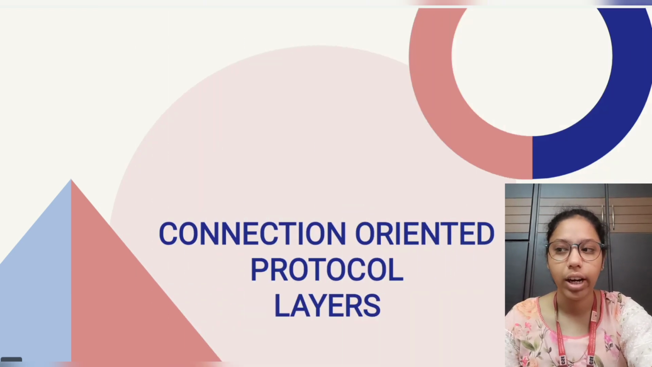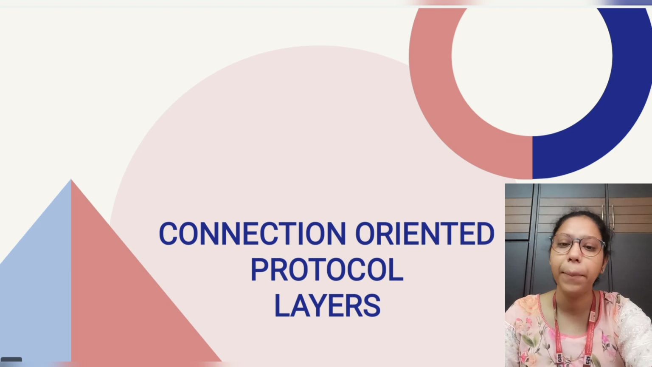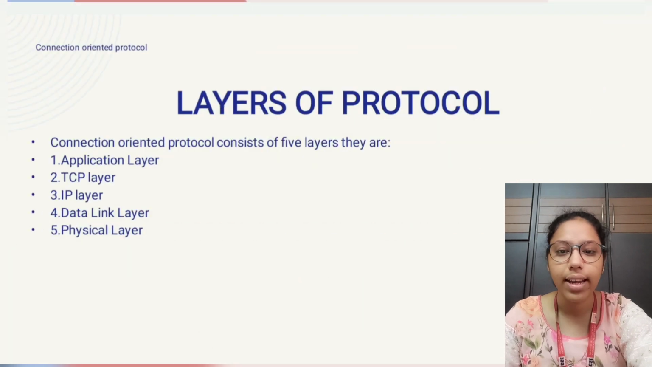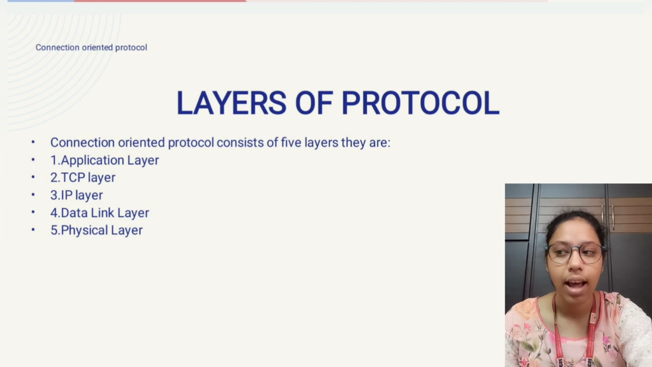In the connection oriented protocol, to connect the data from one computer to another computer, there are many layers. So let us discuss those layers one by one and see how there is a connection from one computer to another computer. There are mainly 5 layers in connection oriented protocol. The first one is application layer, the next one is TCP layer, third is IP layer, fourth is data link layer and fifth is physical layer. Let us discuss these layers one by one.